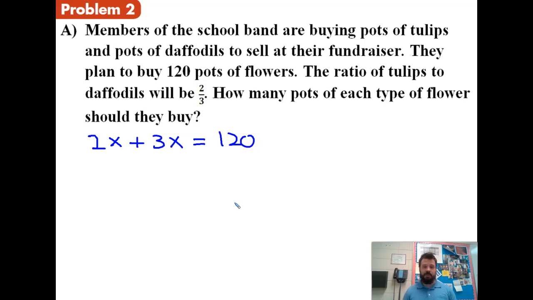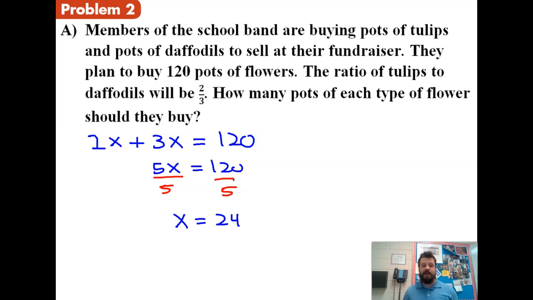Okay, anytime I'm given a problem where I have the ratio and the total of what we want, I can set it up like this. We'll look at a few different examples as we go through problems 2 and 3 here. Okay, so let's solve this. 2x plus 3x is 5x. So I can divide both sides of that equation by 5. And I end up with then x is equal to 24. So we have x equals 24.